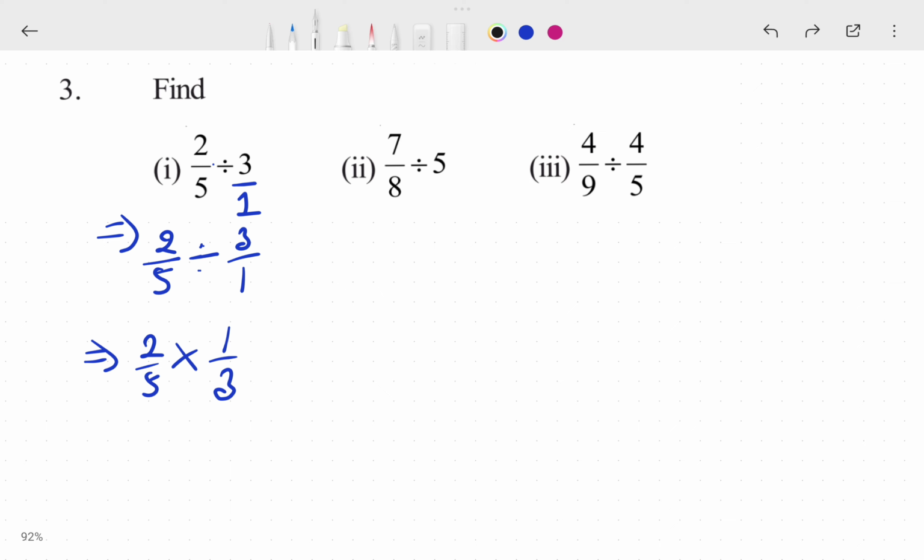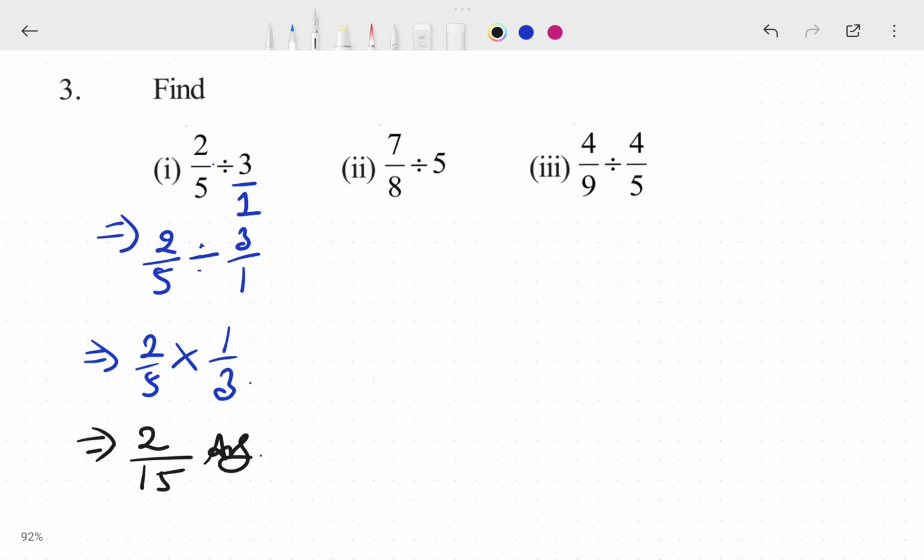So when division is not possible, we directly multiply. Okay, so we are going to multiply 2 into 1, that's going to be 2. 5 into 3, it is going to be 15. So our answer is 2 by 15. This is our final answer, right?